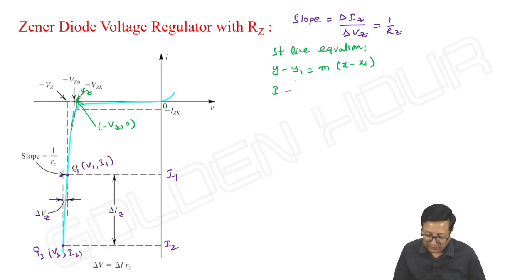Then the y coordinate is equal to y1, it is 0. What is the slope? 1 by Rz into x, which means it is V minus Vz. I am just taking the magnitude value.